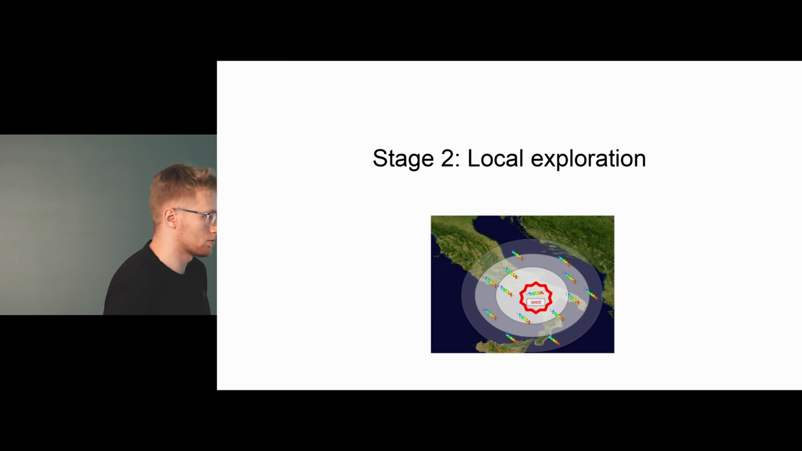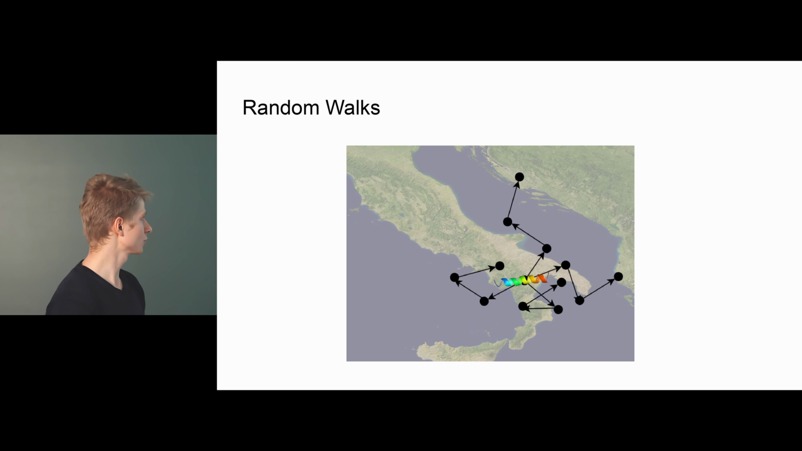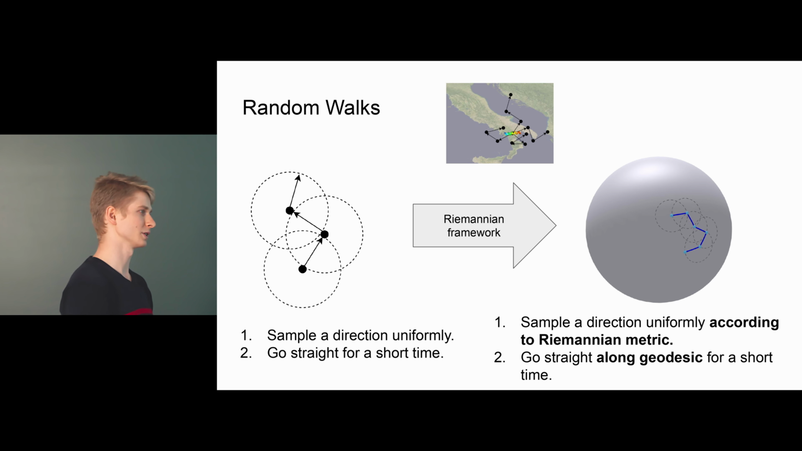All right, and now we're going to local exploration. This is the second stage of our framework. In this case, we use a random walk to locally explore the proximity of a given seed. But of course, we are still in a Riemannian framework, so we don't want to treat the map as a flat surface. We want to be geometrically informed.